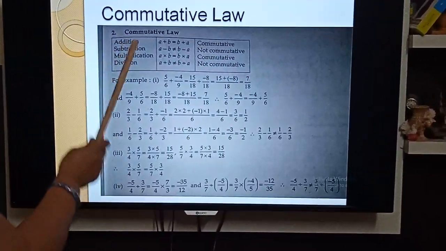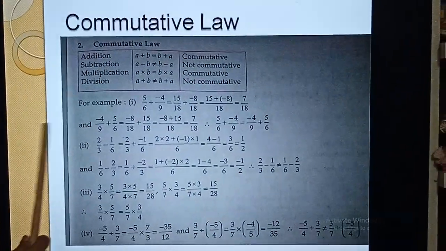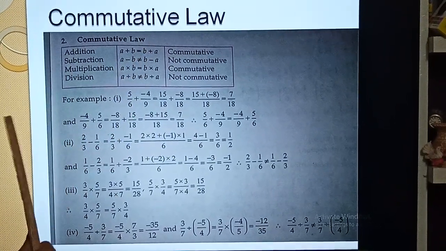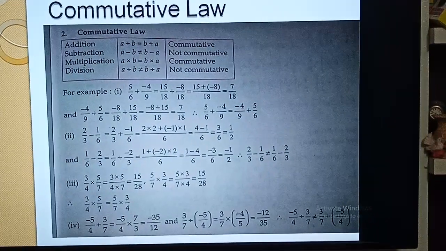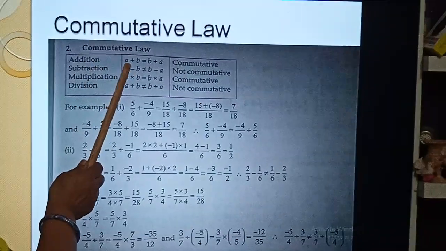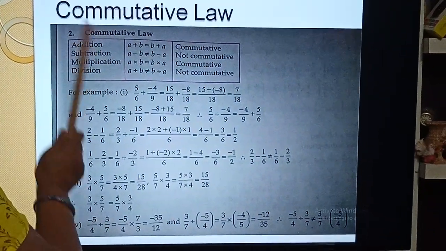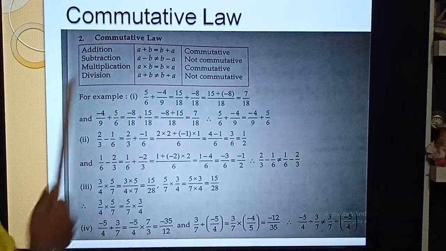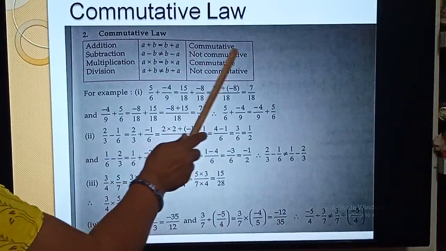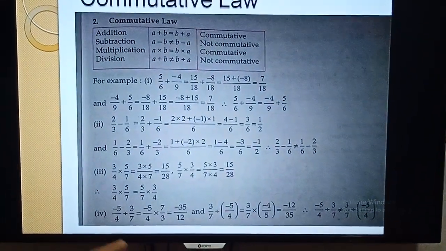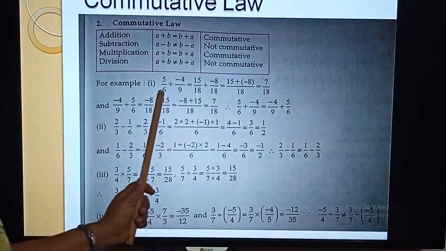Next is commutative law. Commutative means what? A plus B must equal B plus A. Here, if A and B are any two rational numbers, then for addition, A plus B must equal B plus A. Means, does the commutative law hold for rational numbers or not? For that, we need an example.